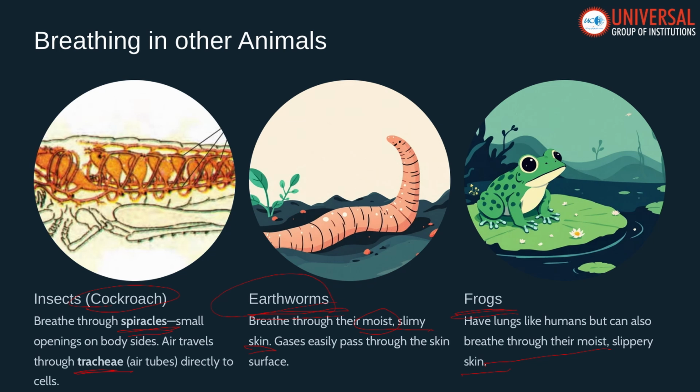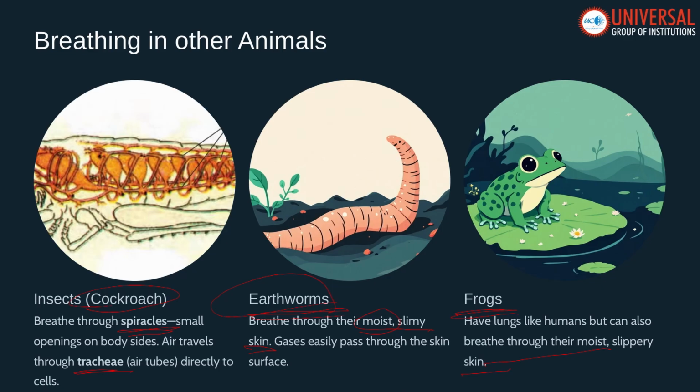And how do they respire in water? Frogs use their moist skin. As I said, respiration through the skin is known as cutaneous respiration, where oxygen diffuses directly through the skin into the blood. So frogs are amphibians, and they use a dual mode of respiration.